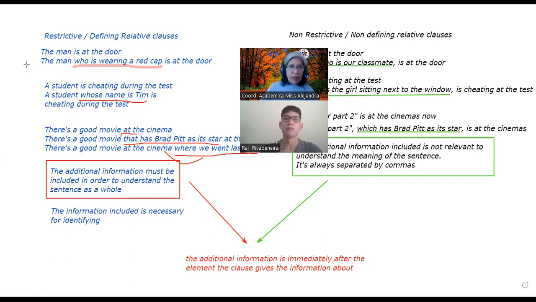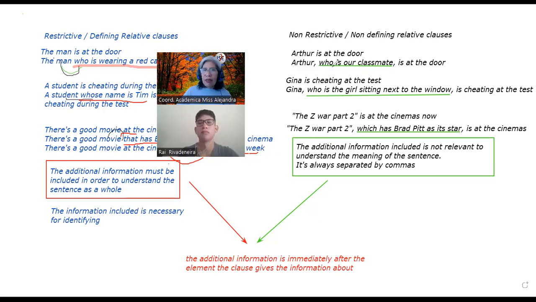Okay, give me a... So notice this information is immediately after the man. That is what it is modifying. A student whose name... immediately after the student. A good movie that has... I'm talking about the movie. Arthur, who is our classmate, immediately after Arthur. Who is the girl sitting immediately after Gina. Which has Brad Pitt as its star, immediately after the name of the movie.